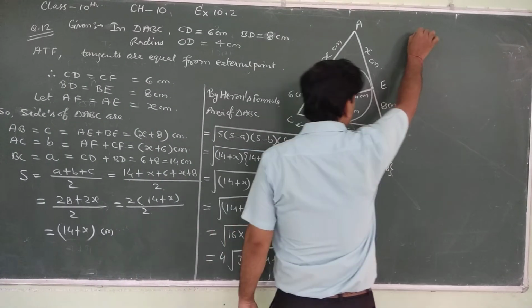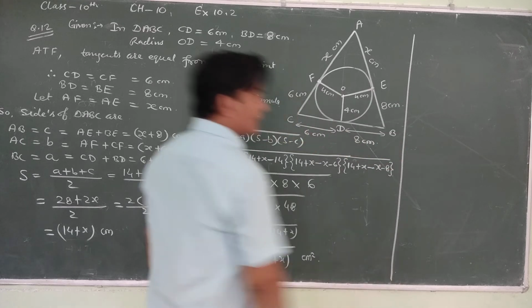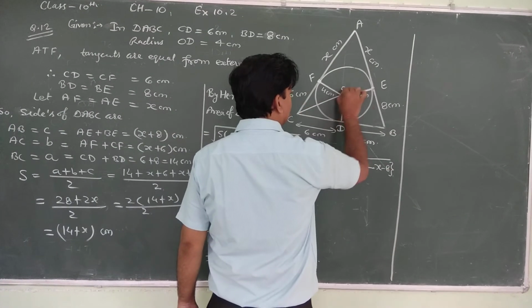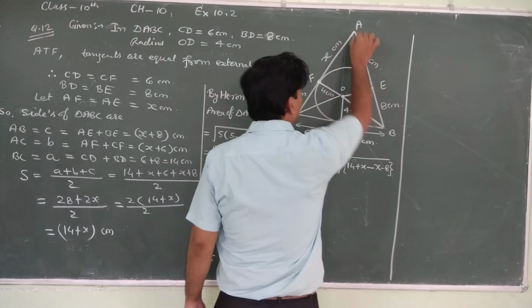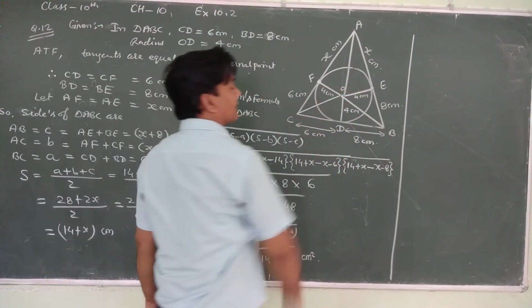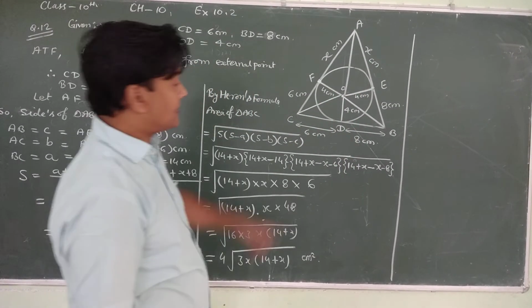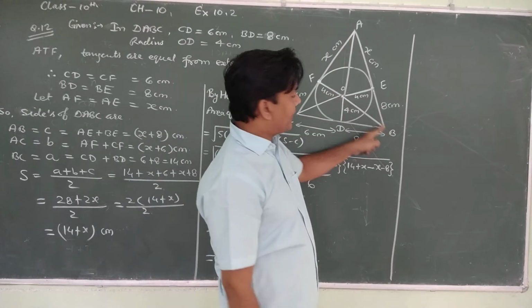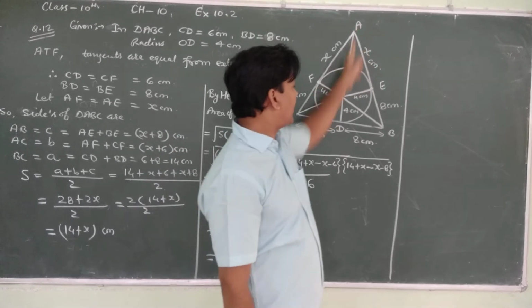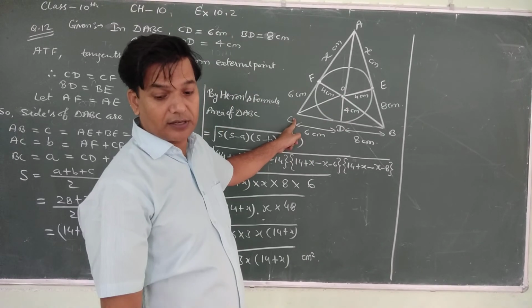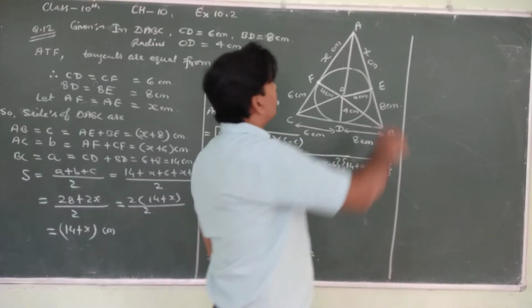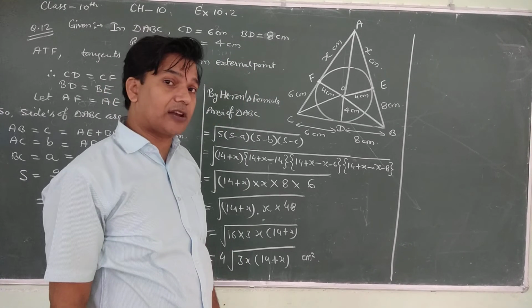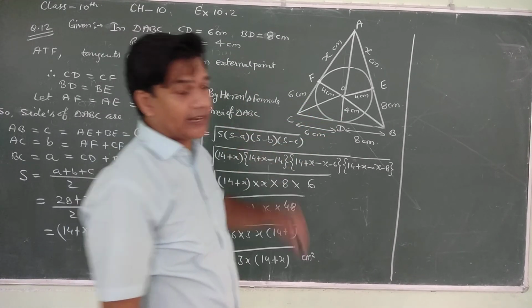Now we can also calculate the area of this triangle by another method. If we join these vertices to the center, then we have three more triangles: COB, the first one, AOB, the second one, and AOC, the third one. And by the area formula of a triangle, 1 by 2 base into height, we can easily calculate the area of these three triangles.